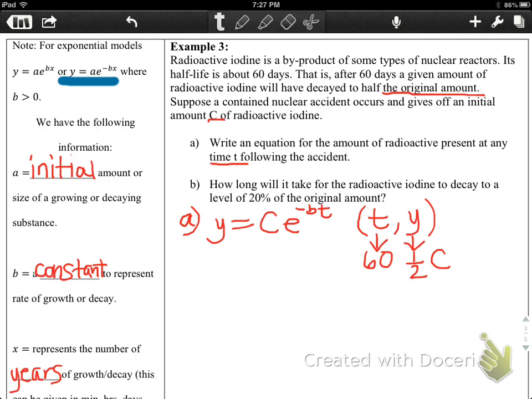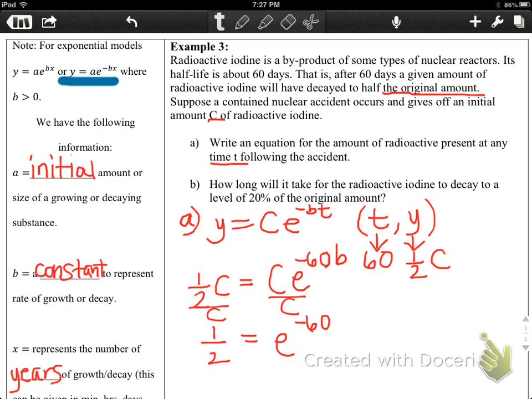Therefore, when we do our equation, we have to solve for B, basically. That's what we're solving for. It would be Y, which is 1/2 C, equals C times e to the negative 60b, because T is 60. Okay. And so the C's go away. I assumed that it was 1, but we can't assume that. But they go away anyway. So we'll have 1/2 equals e to the negative 60b.